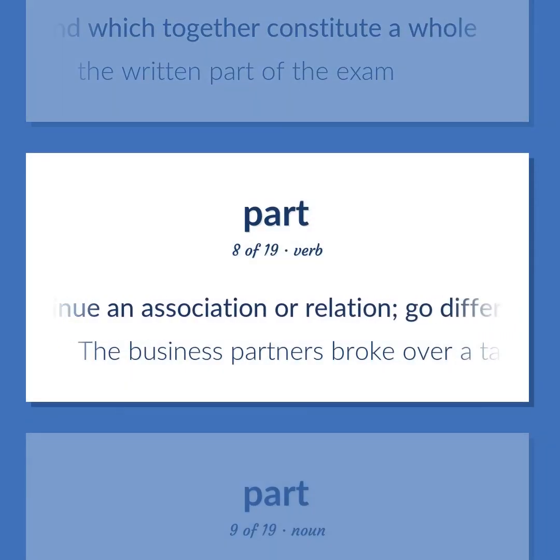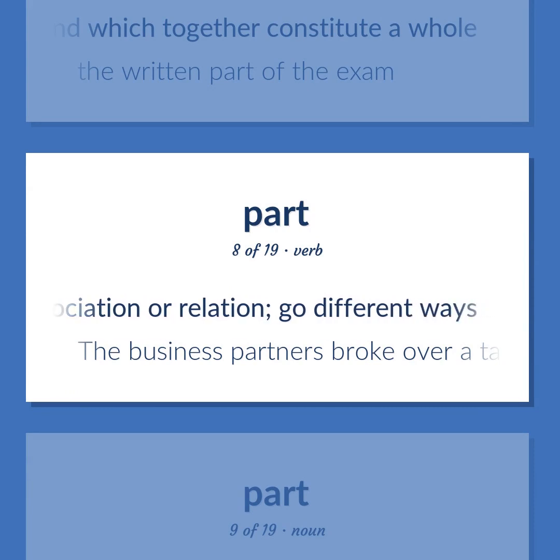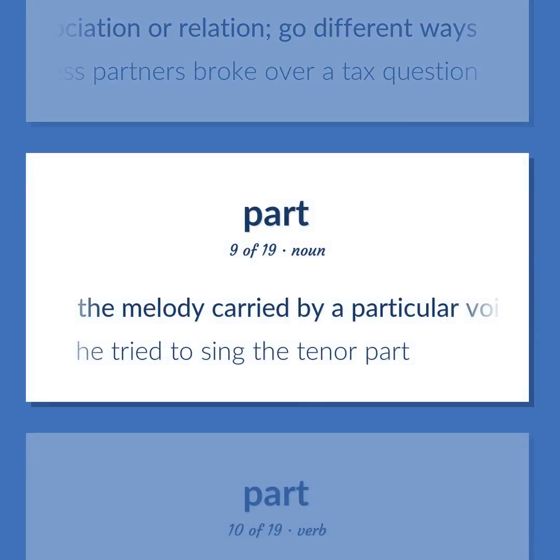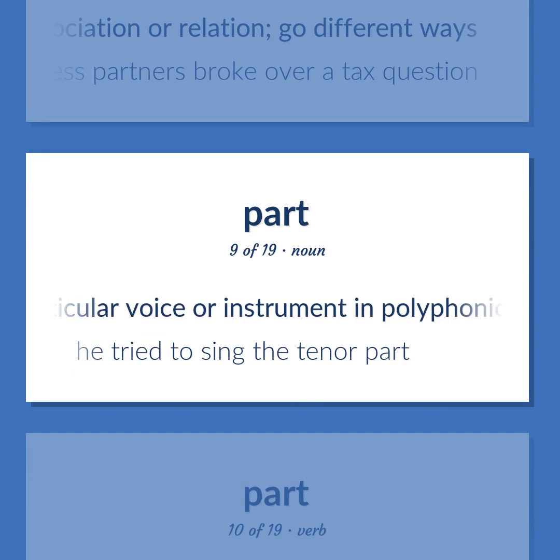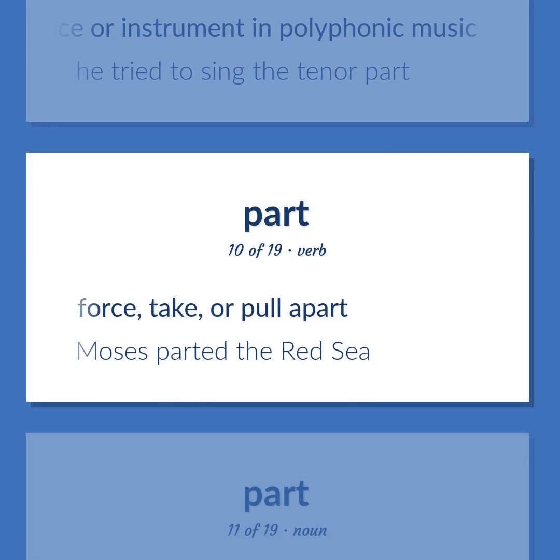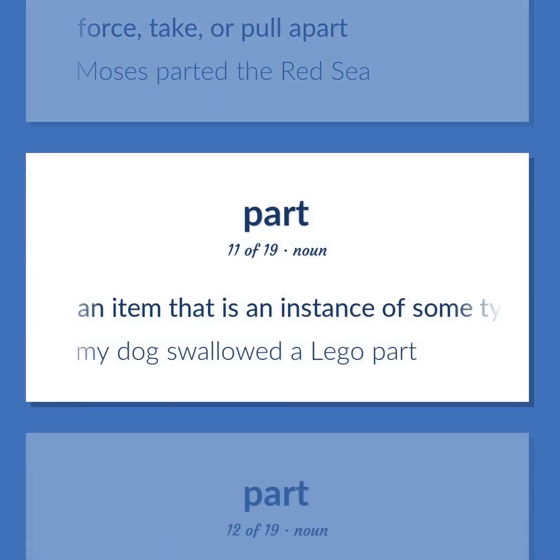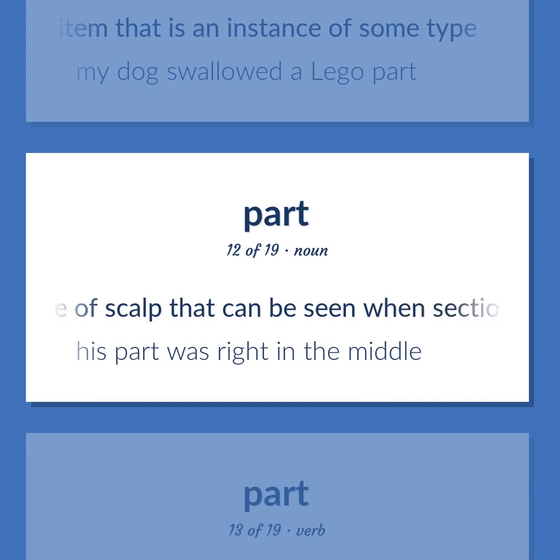Discontinue an association or relation. Go different ways. The business partners broke over a tax question. The melody carried by a particular voice or instrument in polyphonic music. He tried to sing the tenor part. Force, take, or pull apart. Moses parted the Red Sea. An item that is an instance of some type. My dog swallowed a Lego part. A line of scalp that can be seen when sections of hair are combed in opposite directions. His part was right in the middle.